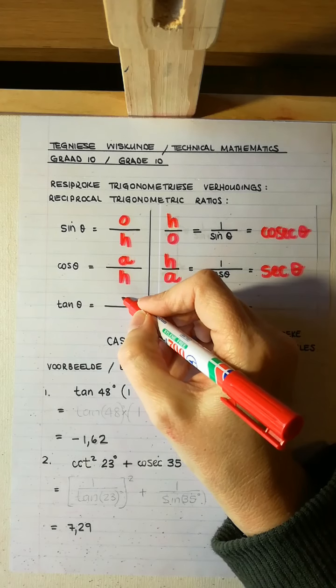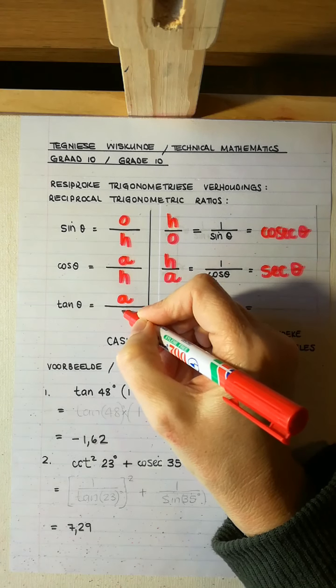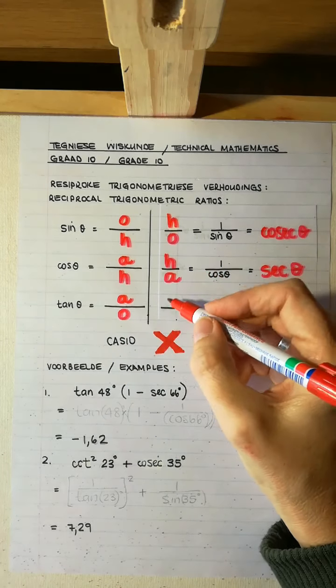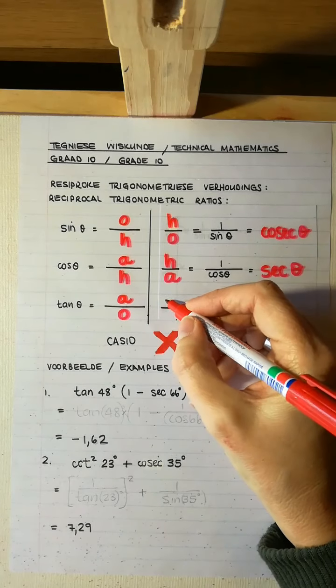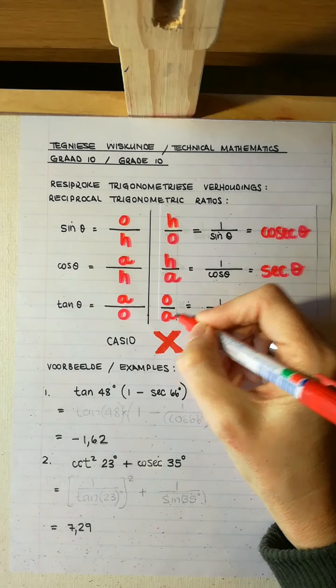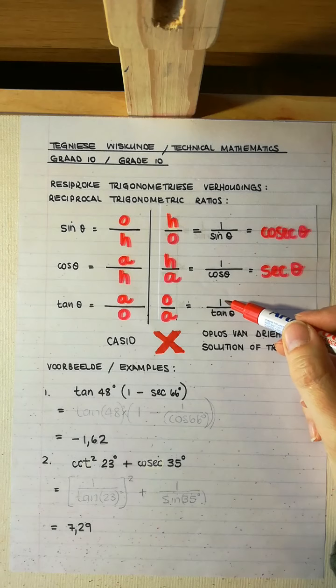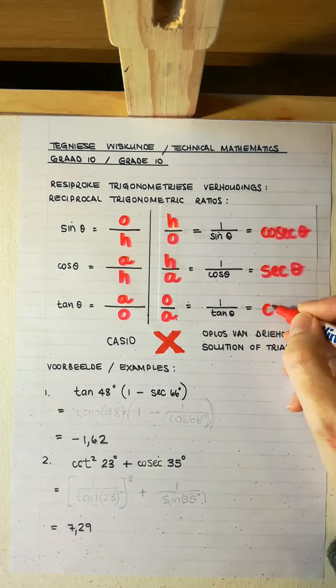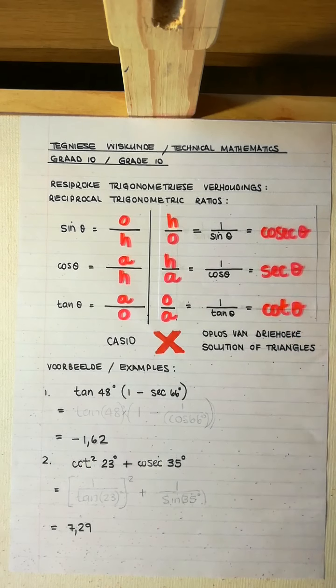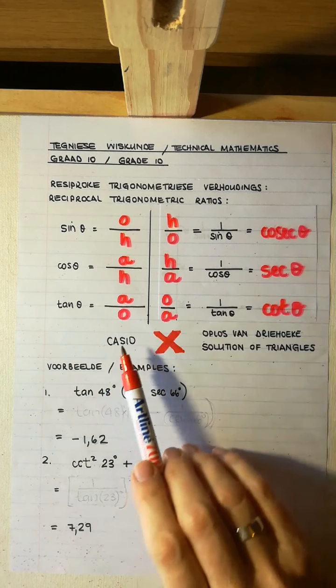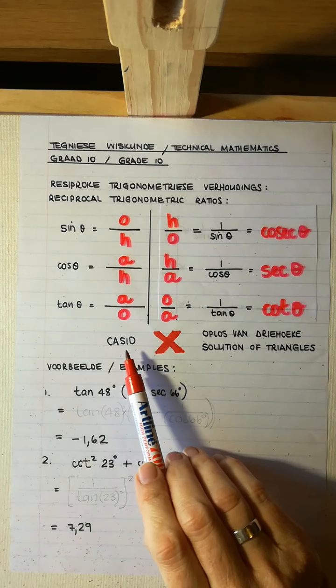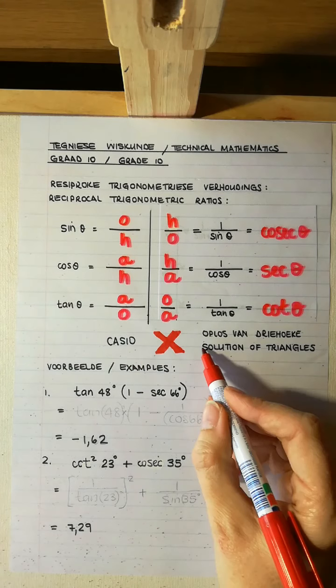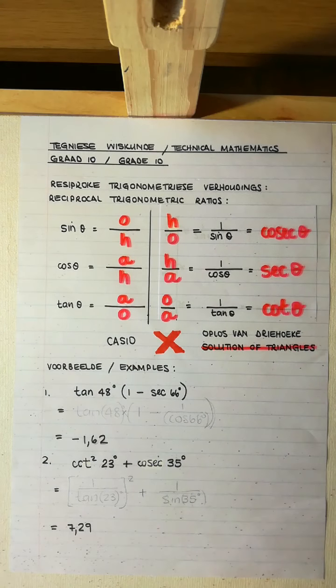Tan is defined as adjacent over opposite. However, if we swap them around, opposite over adjacent, we are working with 1 over tan theta, and this ratio is called cot theta. These three reciprocal trigonometric ratios are not found on the calculator, and therefore we will not use them for the solution of triangles.